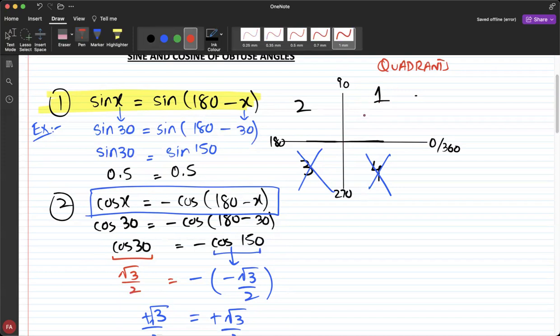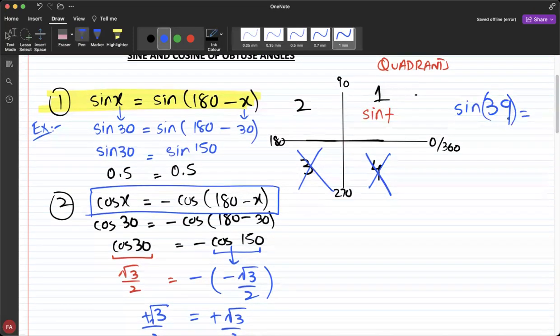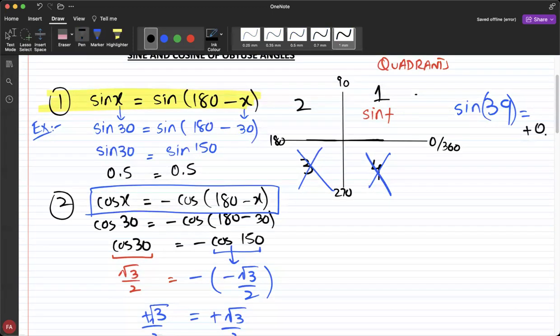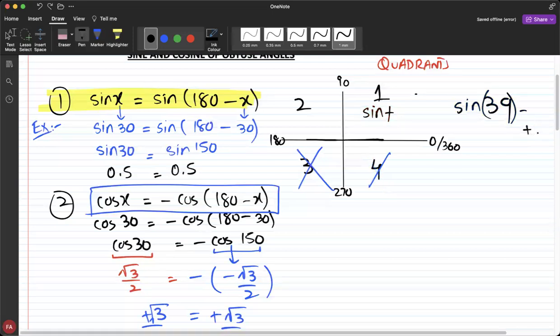In the first quadrant, you need to realize the sine value is always going to be positive. What does that mean? Take any angle between 0 and 90. Give me a number. Let's say we have 39. I want you to take sine 39. What does that give you? If you did this in your calculator, that's just going to give you positive, perhaps 0.629. Again, this is also positive.